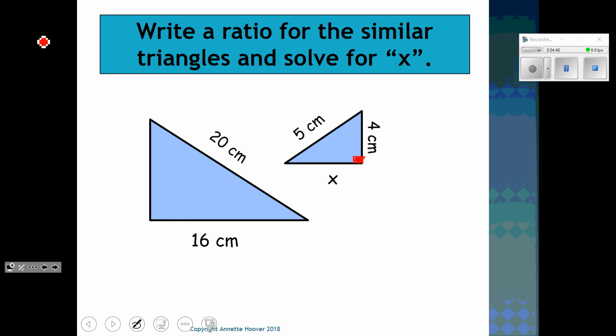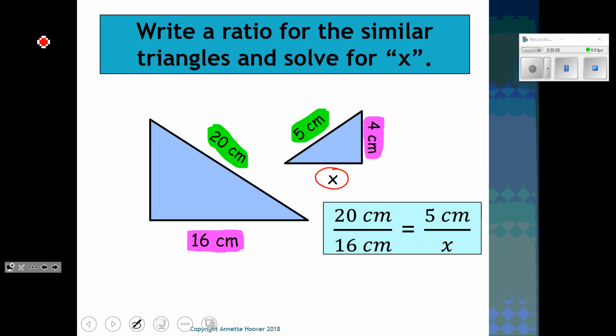We call the line opposite of the right angle the hypotenuse. So that is 20 centimeters. So when we look at these two triangles, we can see that there's the hypotenuse on both of them. And there are one of the legs. But we're actually looking for this side right here.